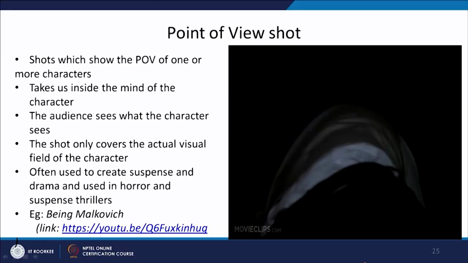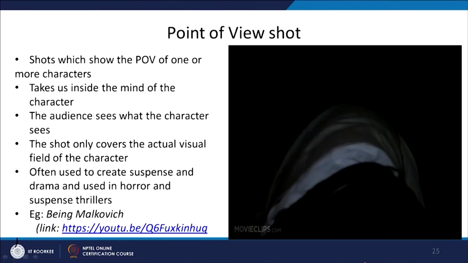The point of view shot is a very interesting one. It shows a point of view of one or more characters. It takes us inside the mind of the character and the audiences can see what the character can see. The shot only covers the actual visual field of the character, and it has also been very effectively used in various sequences of Harry Potter, particularly when Harry Potter thinks about Voldemort.